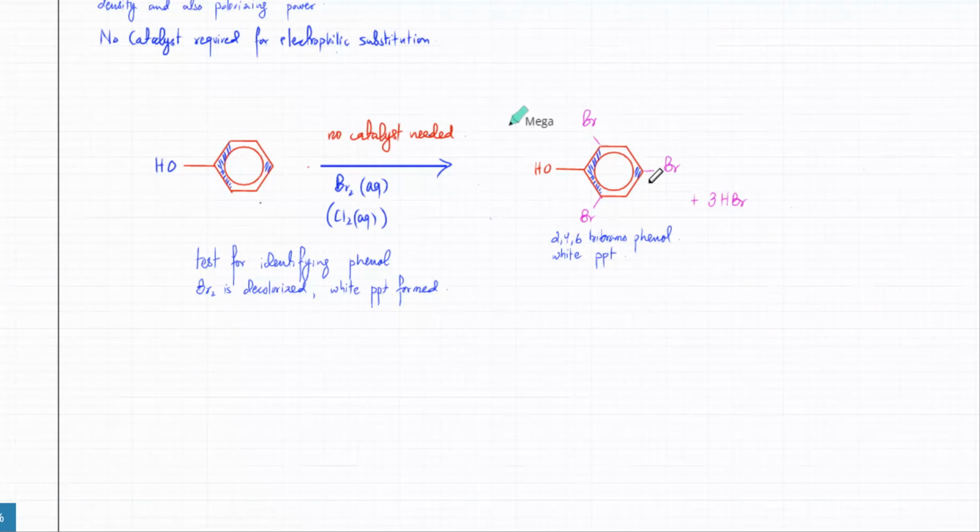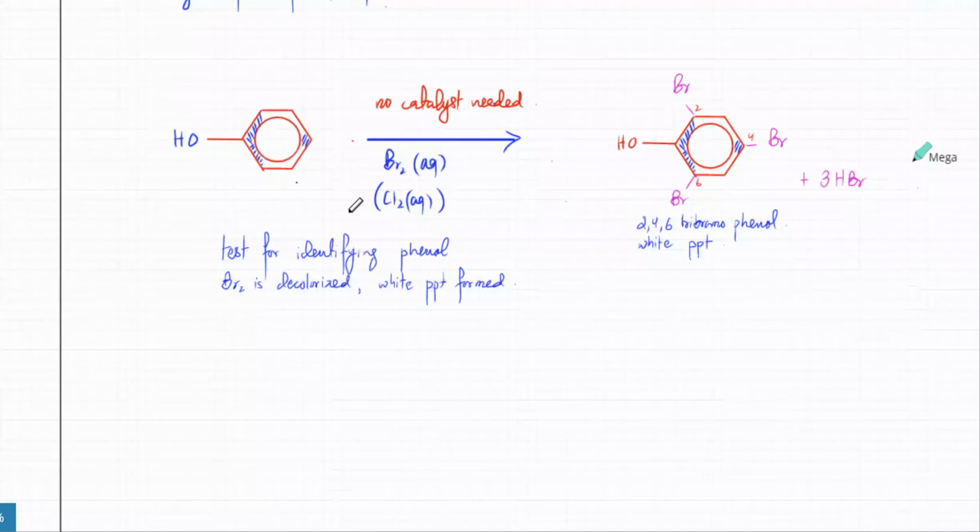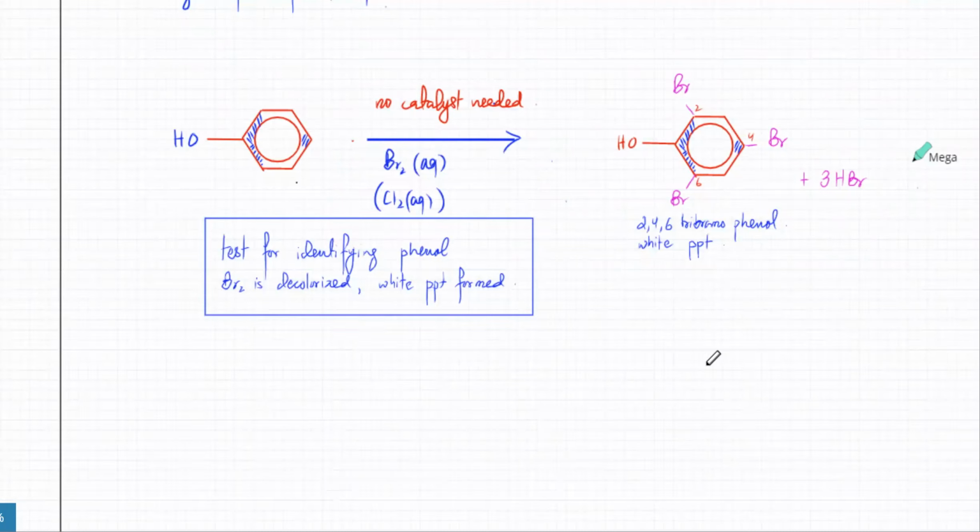So a bromine gets substituted at position numbers 2, 4, and 6, all of them. So you get a lot of electrophilic substitution, and you get 2,4,6-tribromophenol. I told you that this bromination reaction was also a test for identifying phenols, that you get a white precipitate, and the red-brown bromine gets decolorized. But along with that, you get a white precipitate of 2,4,6-tribromophenol. This is phenol, okay? Is this clear?